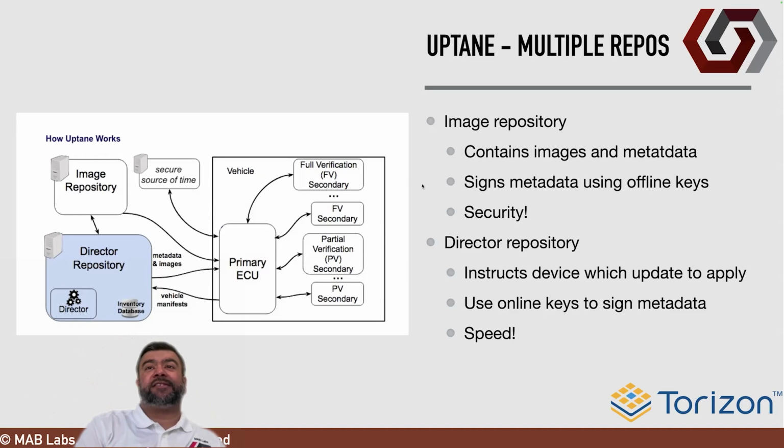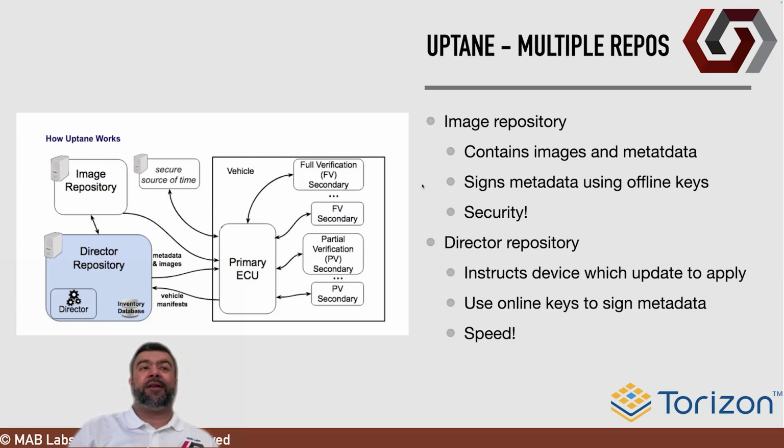But again, if let's say a key is compromised, because there are multiple servers that are using offline keys, you can essentially blacklist one of the servers that have been compromised, and then still rely on other servers that are still valid to be able to provide images and updates. And then there's the director repository, right? It instructs devices about which update to apply, and it's using online keys to sign metadata.